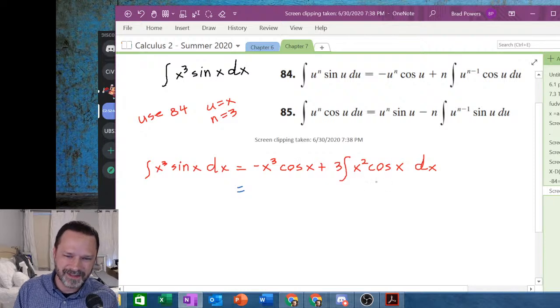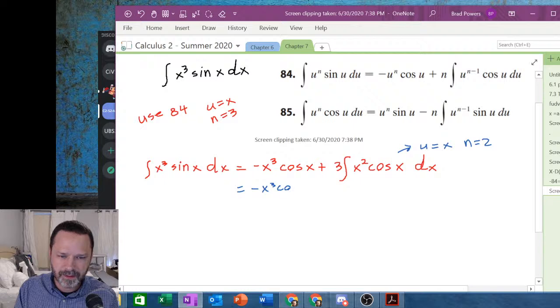All right, so now we got to use this guy. And I'm being really careful, right? U is x and n is 2. I'm going to do it again. Like, all right, great. So I have negative x cubed cosine x plus 3 times.